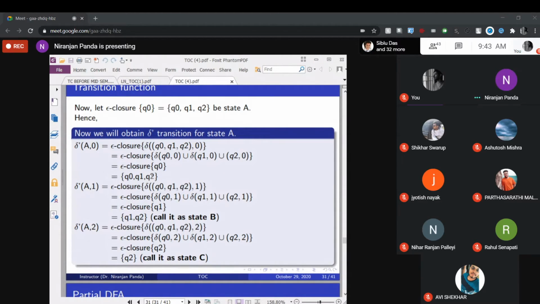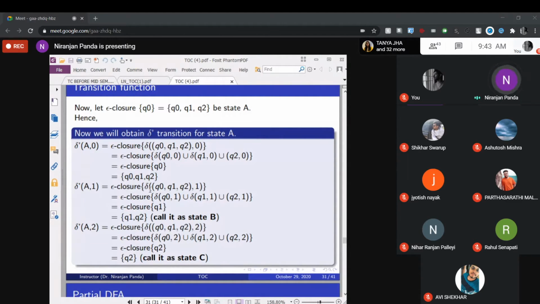And as you can see, I already have this state whose name is A. Yes or no? Q0, Q1, Q2, have we already got this state or not? What was its name? I had given A. Yes, sir. That's why I have not given any new name to this.